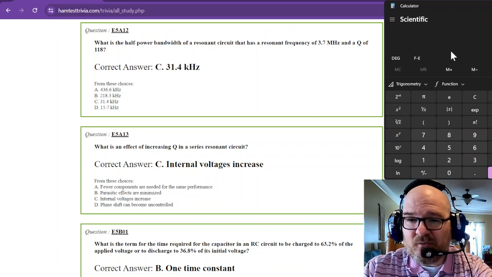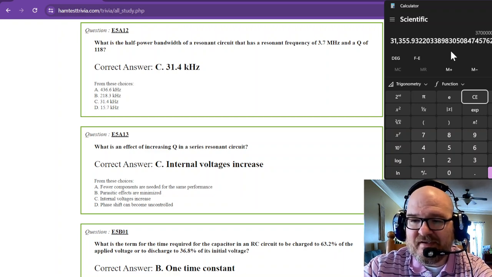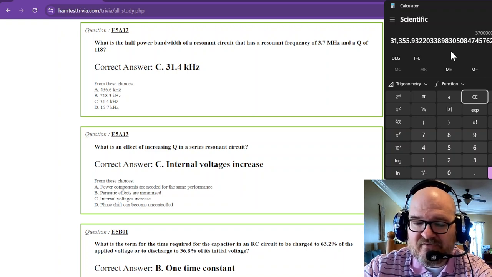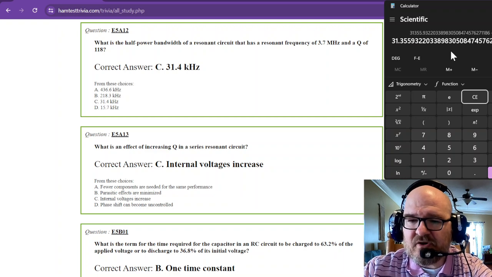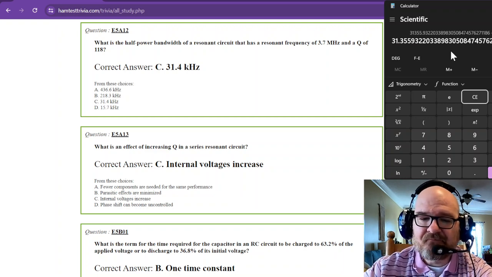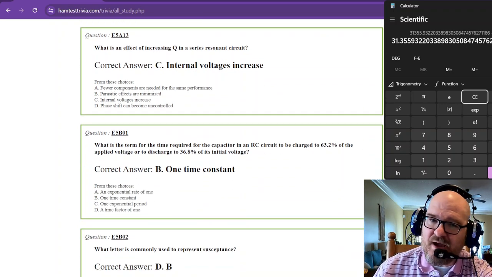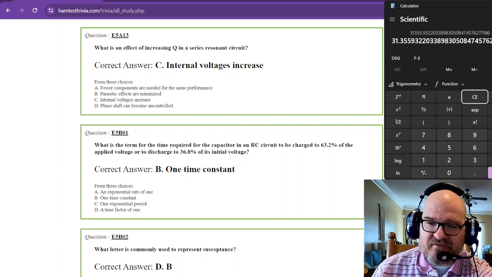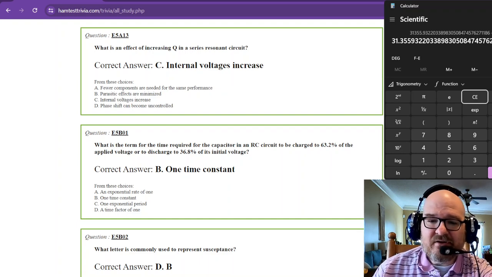All right, let's do the next one. Same thing, 3.7 megahertz. We have 3.7 megahertz divided by 118. We have 31,355. So divide by 1,000 gives you 31.35. So they rounded up just a smidgen, 31.4 kilohertz. And the last question is just memorize it. I promise you, unless you're going to go into some serious electrical engineering, 5 alpha, you're never going to use.